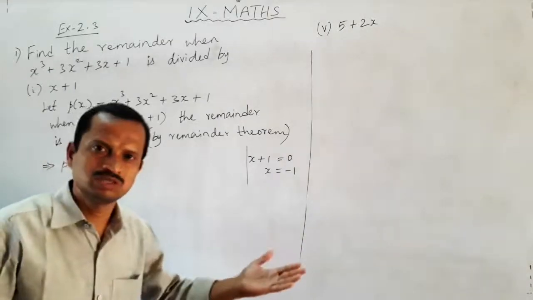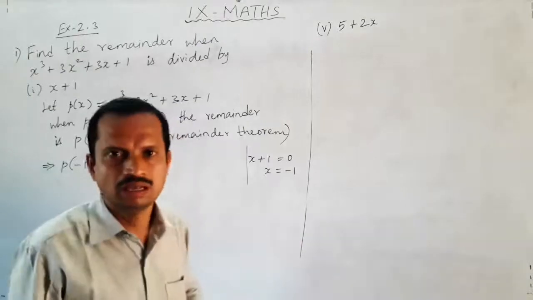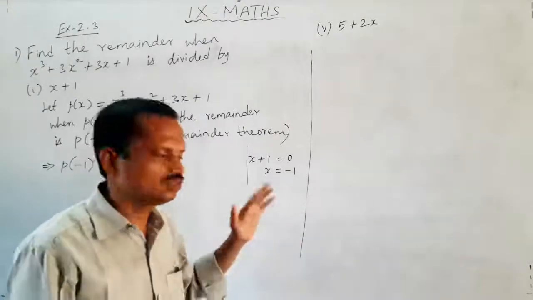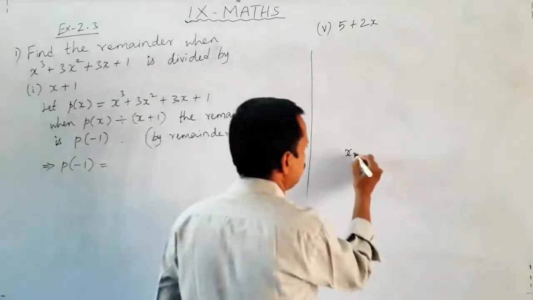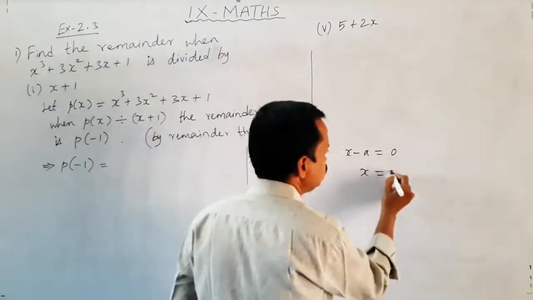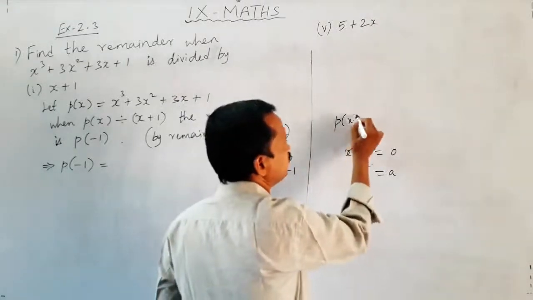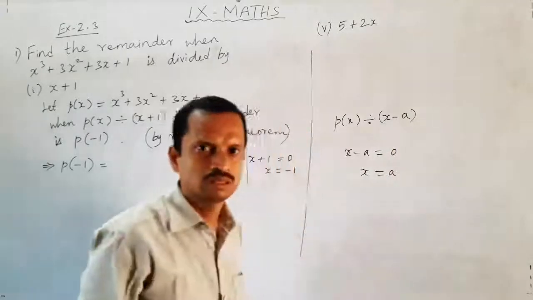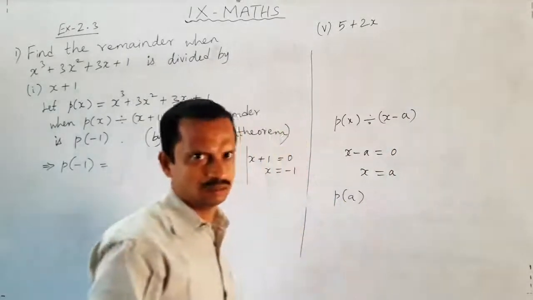What the remainder theorem says: when p of x is divided by x minus a, then the remainder is p of a. So x minus a we have to equate to 0, then we get x equal to a. Clear? That is the remainder theorem. When p of x is divided by the linear polynomial x minus a, the remainder is p of a. That is the remainder theorem.